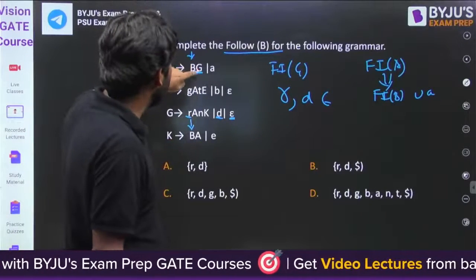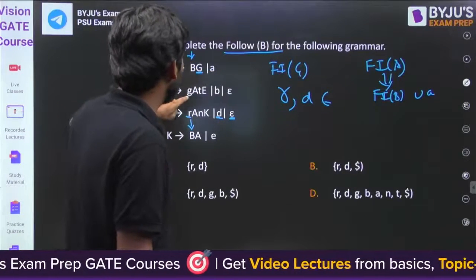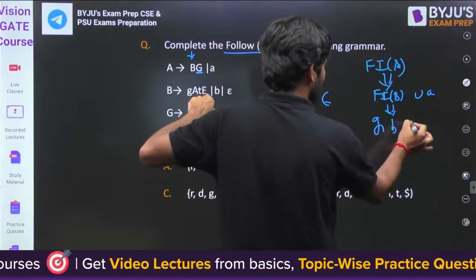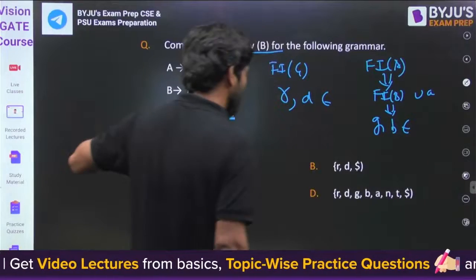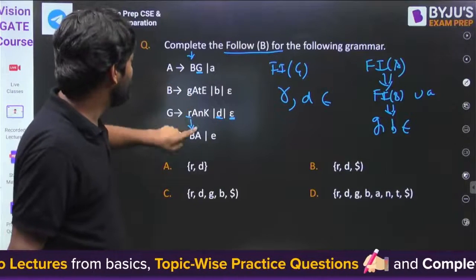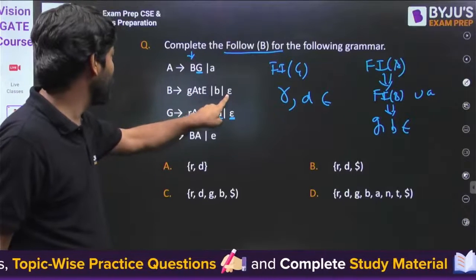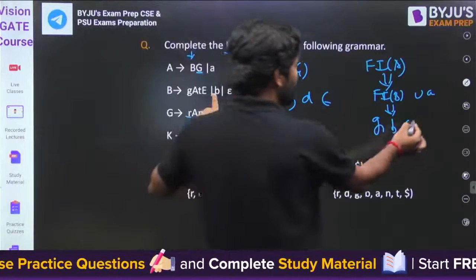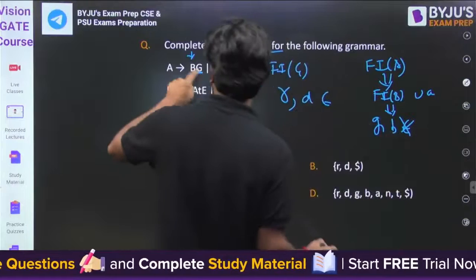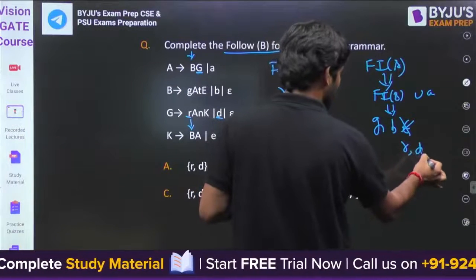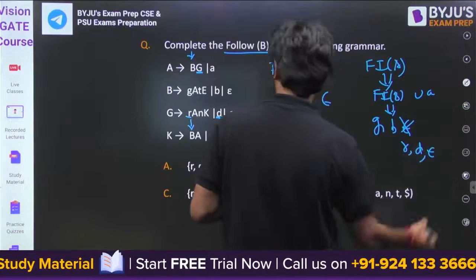So first of B union first of A. What is first of B, my dear friend? G, B, null. See clearly? First of B is nothing but G, B and null. Are you getting my point? If it is null, it means it will give a chance to G. What is first of G? First of G you have already found out: R, D and null.